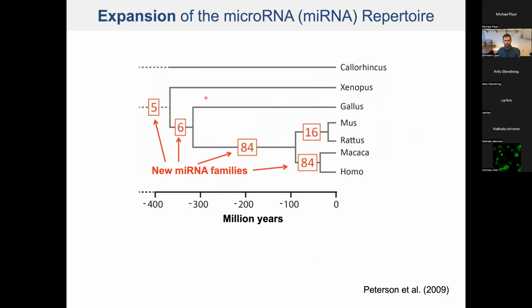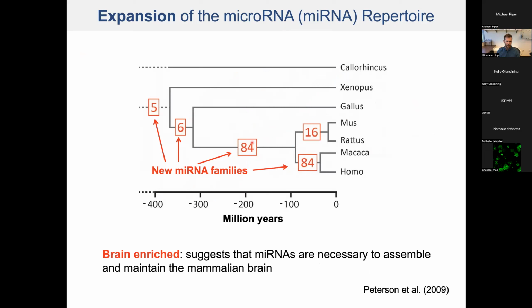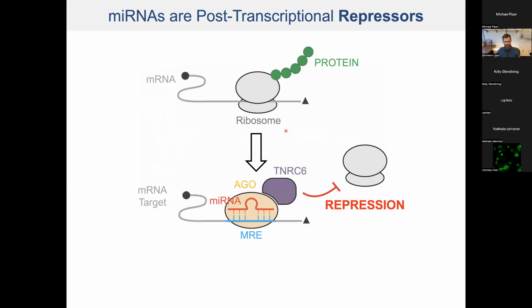And this expansion of the non-coding RNA repertoire is particularly evident if you look at our favorite class of non-coding RNAs, that is microRNAs. And this graph shows you the new microRNA families that emerged in the last 400 million years. And you can see that compared to simpler organisms, in mammals and primates in particular, you really see an explosion in the number of new microRNA families. A lot of these families are enriched in the brain, and this suggests that microRNAs are necessary to assemble and maintain the mammalian brain. But what are microRNAs?